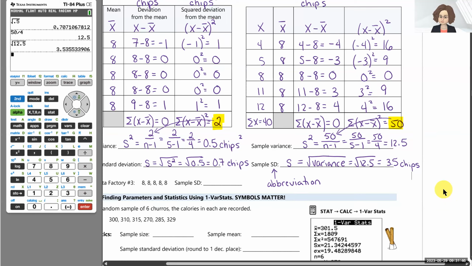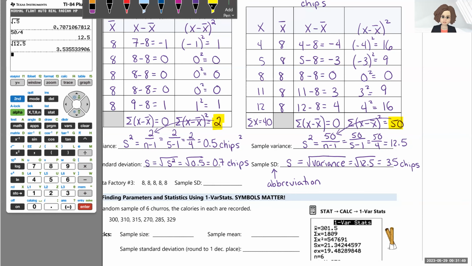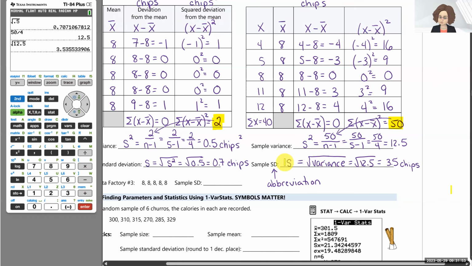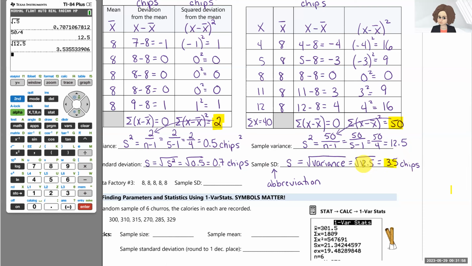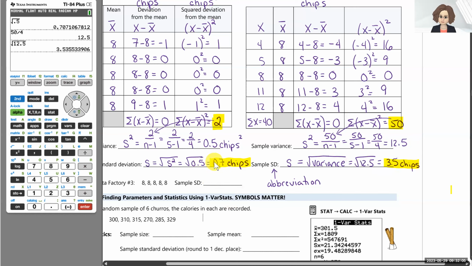Okay. So again, all we want to do right now is a little comparison and what it tells us in terms of the size of these values. So the standard deviation of factory 2 was 3.5 chips. The standard deviation of factory 1 was 0.7 chips. So they both had the same mean, but now I'm seeing more deviation from that group mean for factory 2, because that's the higher standard deviation as opposed to factory 1.